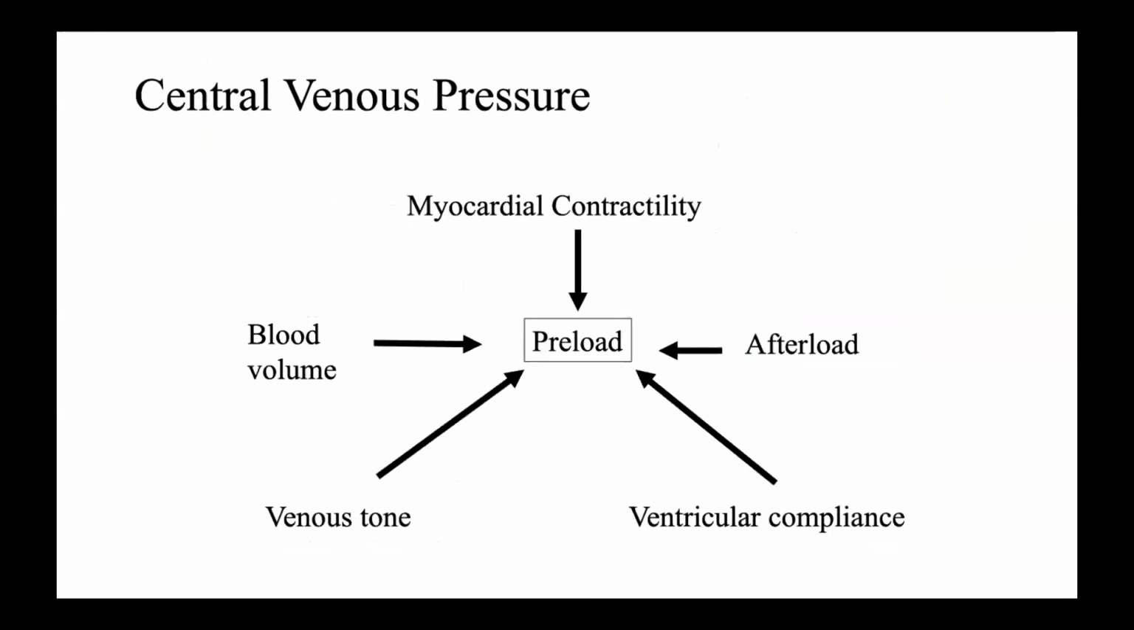Coming to probably the most commonly used parameter for volume status assessment, that is central venous pressure. Now, central venous pressure is supposed to refer to what is called the preload of the left heart. So, it is going to be affected by myocardial contractility, volume of the blood, the afterload of the left ventricle, the venous tone, and ventricular compliance.